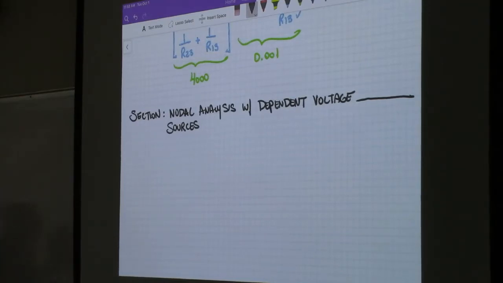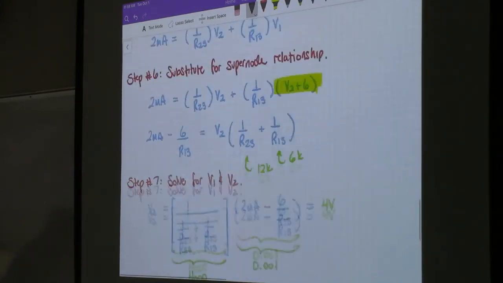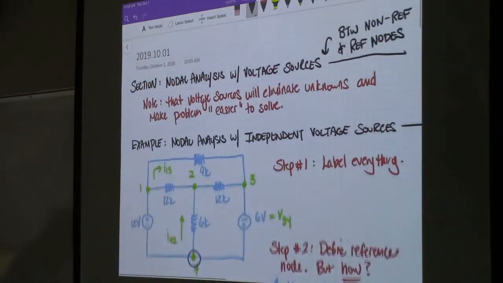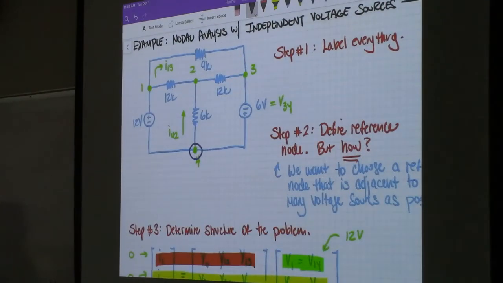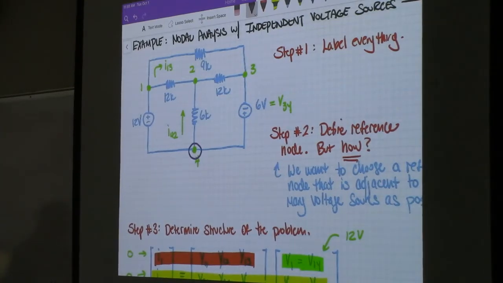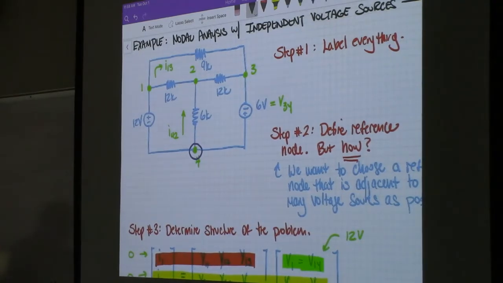So let's ask the question here. What are we going to do with dependent voltage sources? When we have independent voltage sources, we can just get rid of it, right? Let's assume that the dependent voltage source is between the reference and non-reference nodes. So really, not to take back what I said before, there's really 6 types if you want to break it down to each time reference and non-reference nodes, because there's 2 types of dependent. So when it's a dependent source, we won't be able to simply get rid of V14. We won't be able to simply get rid of V34.